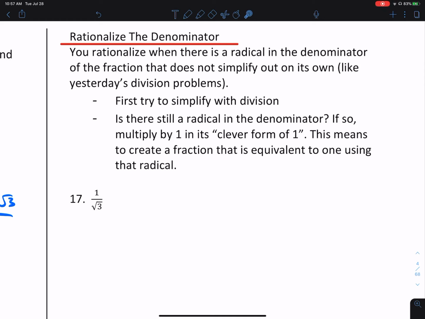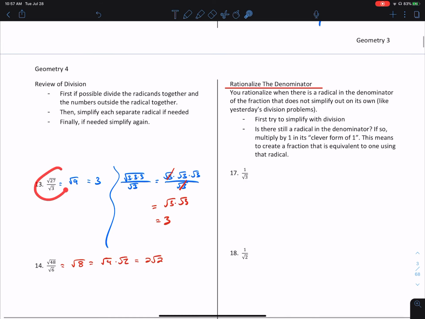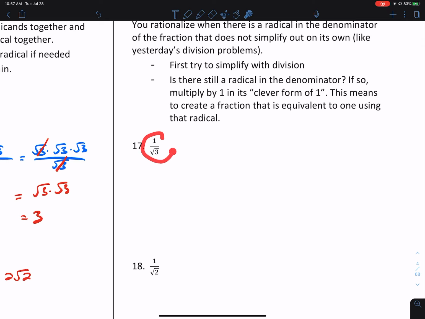First, try to simplify with division. So that means like we did over here. We simplified with division and we didn't have to worry about it. So can we simplify here with division? No. If there's still a radical in the denominator, which there is, multiply by 1 in a clever form.